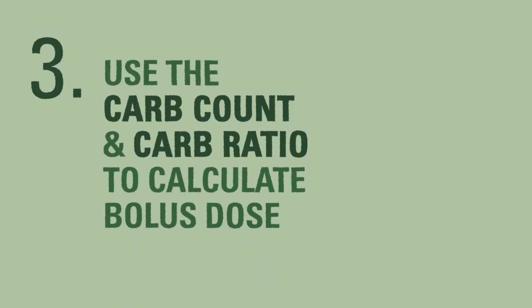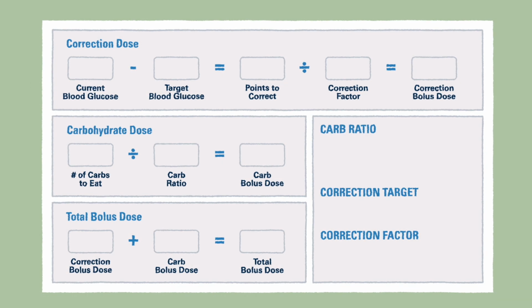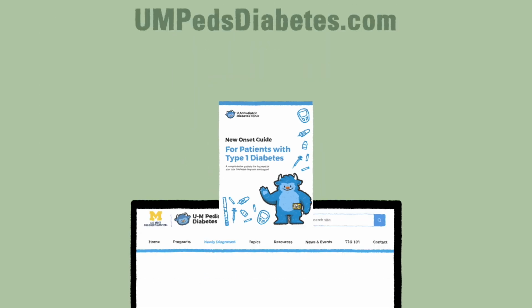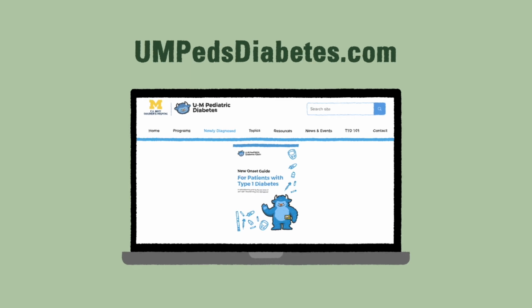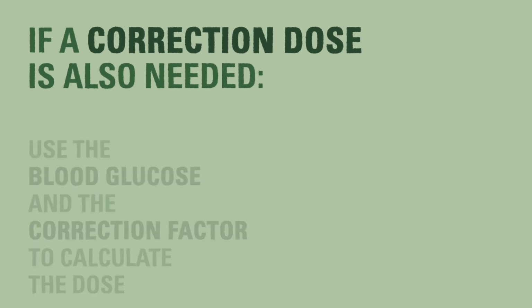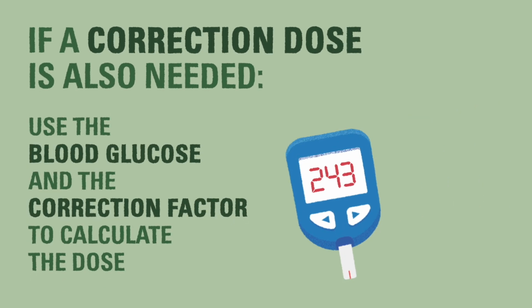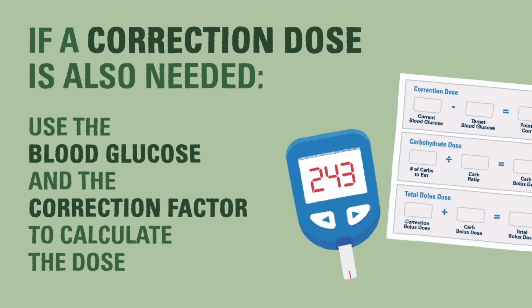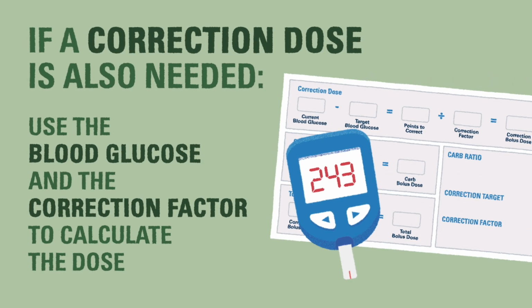3. Use the carb count and the insulin-to-carb ratio to calculate the number of units of bolus insulin to give to cover the carbs. You can use the calculation sheet for insulin doses available in our new onset guide or on our website to figure out how many units of rapid-acting insulin to give. If you're giving a correction dose at the same time, you will use the current blood glucose and the correction factor to figure out how many units of fast-acting insulin to add to the total dose. We'll go over an example using the calculation sheet in a moment.